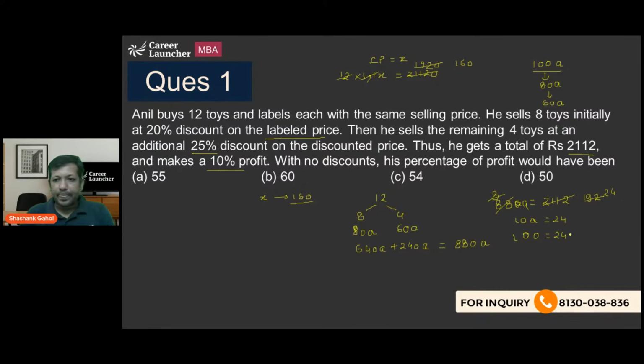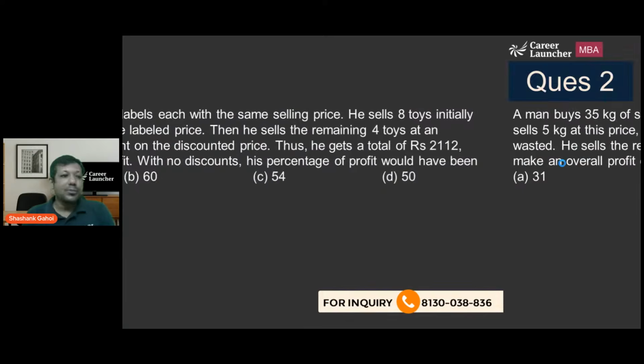What was my cost price? 160. What is the mark price? That is 100A, which is equal to 240. So he bought the article at 160 and put a mark price, or labeled price, of 240. If he gives no discount, the profit amount per article is 80 rupees, so the profit percent is 50%. That is option D. It was a little difficult question. Now let's move on to the next one.